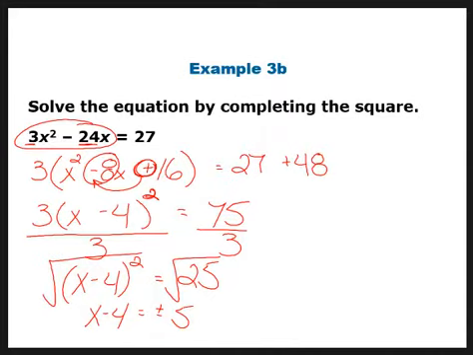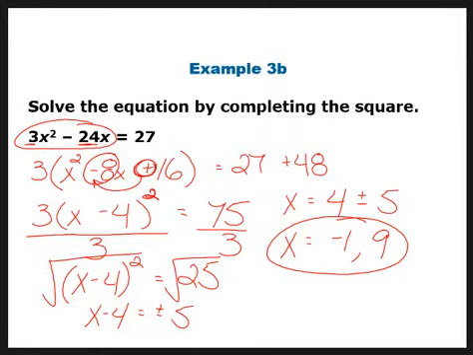What I'm going to want to do is add that 4 over to the other side. So I'm going to end up with x equals 4 plus or minus 5. So again, my two answers are going to be 4 minus 5, which is negative 1, and 4 plus 5, which is 9. So again, those are my two answers to that particular solution.